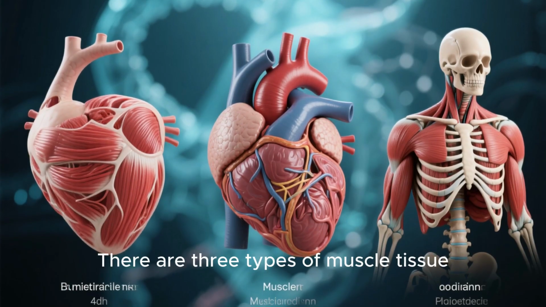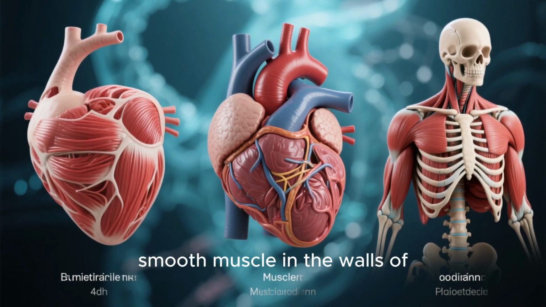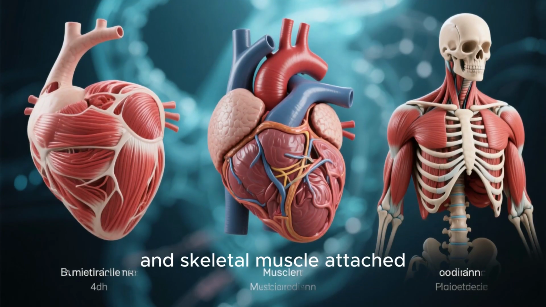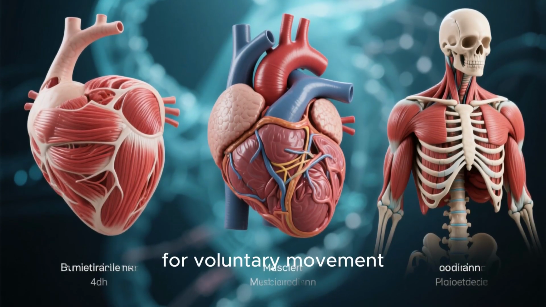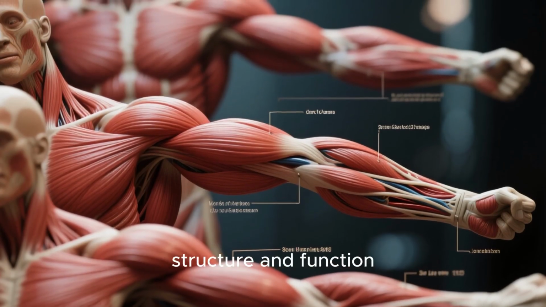There are three types of muscle tissue: cardiac muscle found only in the heart, smooth muscle in the walls of internal organs, and skeletal muscle attached to bones and responsible for voluntary movement. Each type of muscle tissue has a unique structure and function.